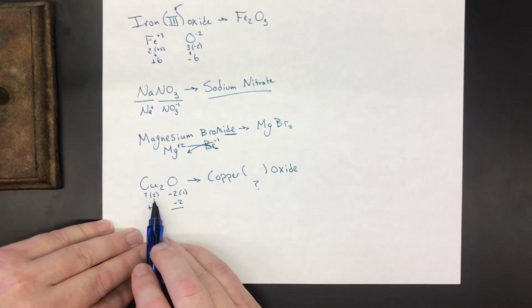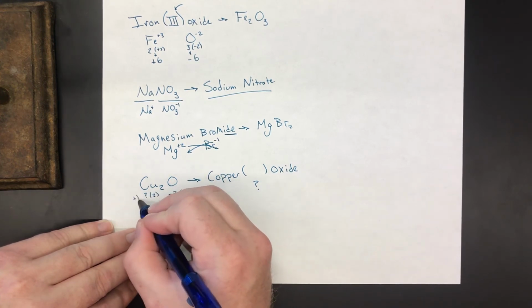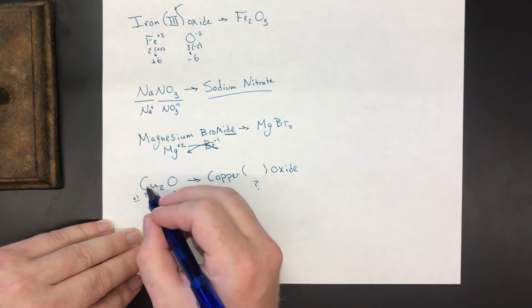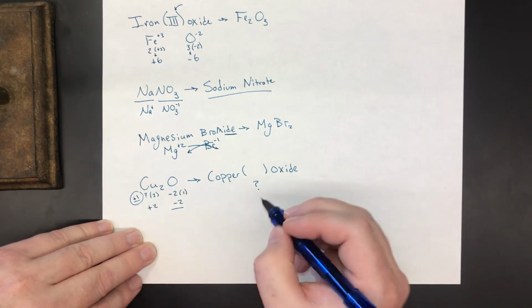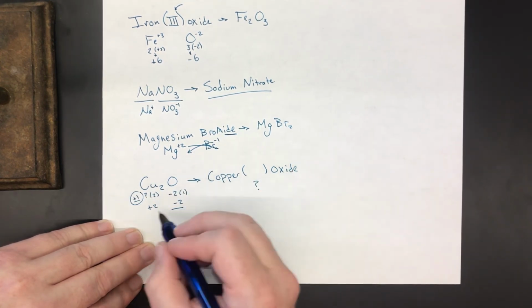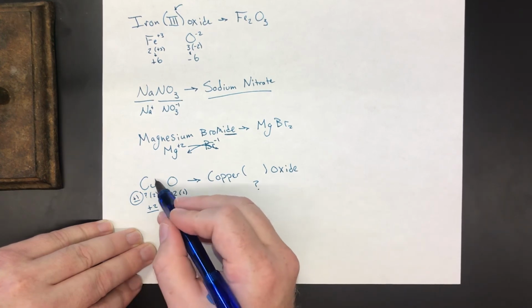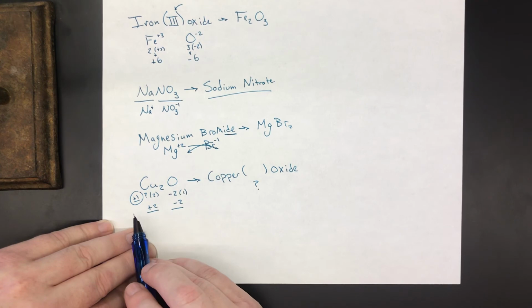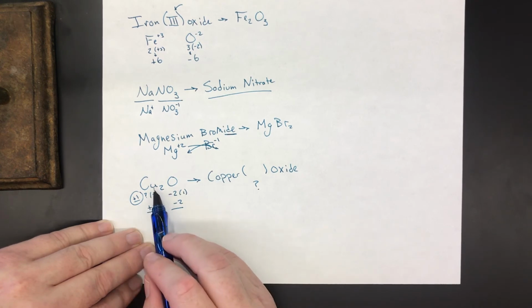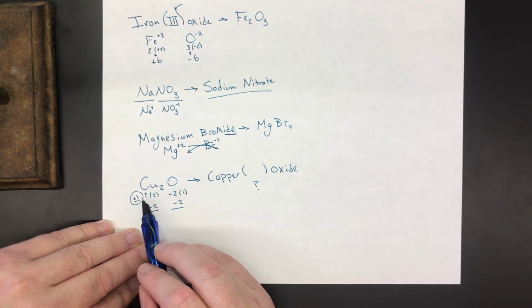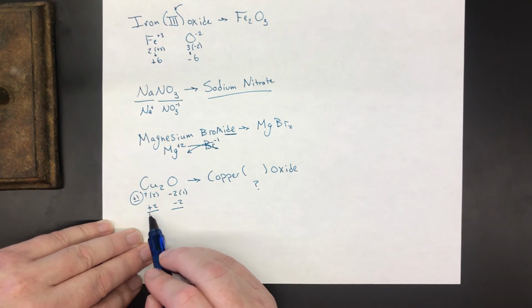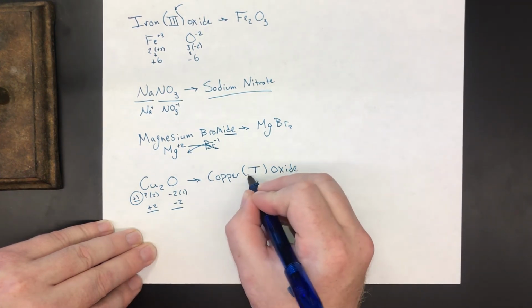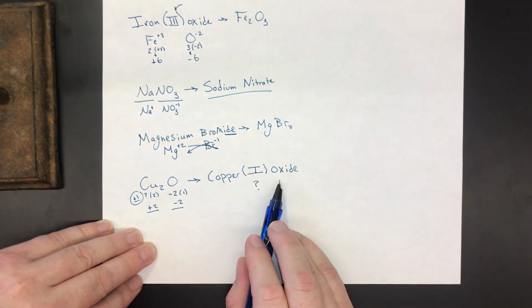So what number times 2 gives me 2? Well, that would be +1. So this copper is +1. When we're writing the Roman numeral, we don't use the overall charge of all the coppers. We use the charge of each copper. So each one of these coppers has to be +1, so that together they add up to +2. So this would be copper(I) oxide.